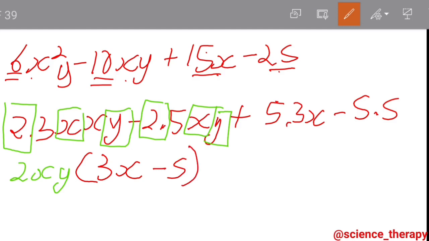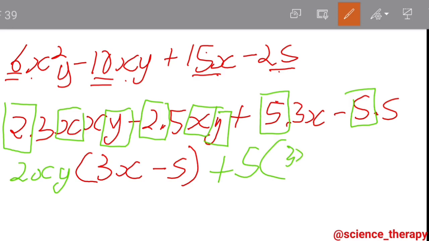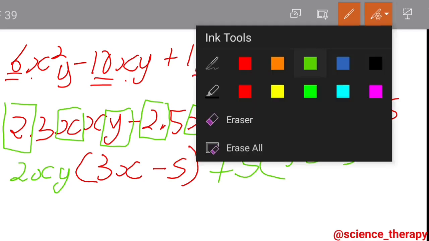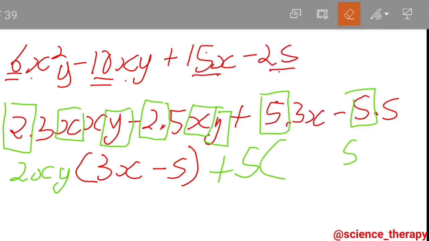Now let's go to the third and fourth term. Say what are our common factors here? We can see the common factor is 5, and we also have 5 there. Now, to factor out our common factor, we write it out. And then when we factor out 5, we are left with 3x. And then on that other side, when we factor out 5 from 25, we are only left with 5. So, erase that.